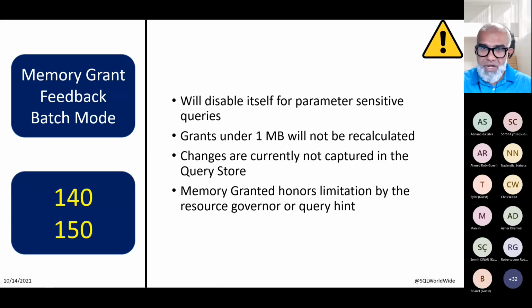There are a couple of things. If your grant is under 1 megabyte, it doesn't do anything. And also, if you have limitations set by resource governor or by query hint, those will win. And it doesn't capture into the query store. I should probably look at that statement. That's my bad. I'm going to look at it again. If it changed, I will fix it, because there was some talk about having that captured. I'm not sure yet. I didn't double check before this presentation.